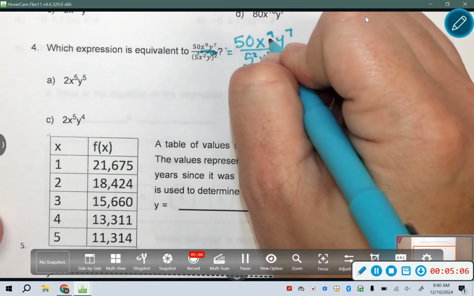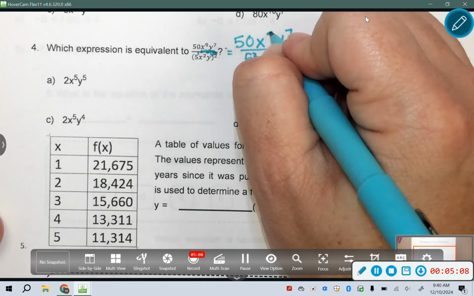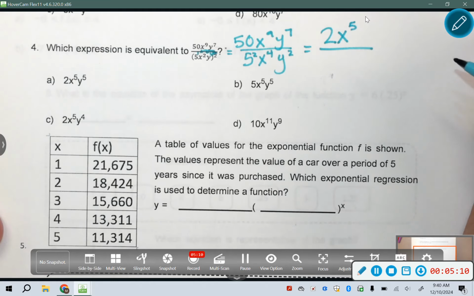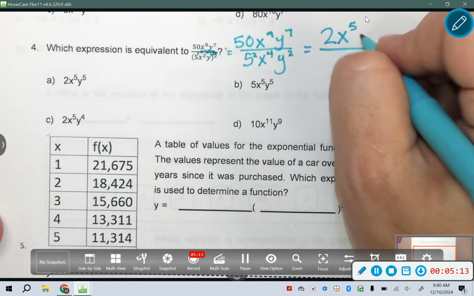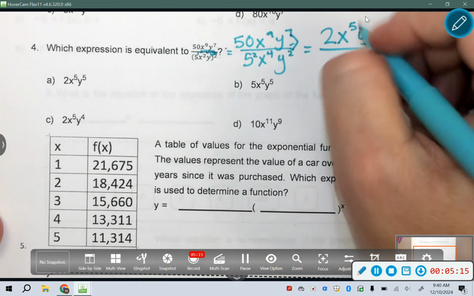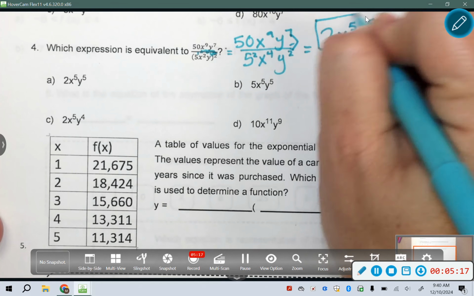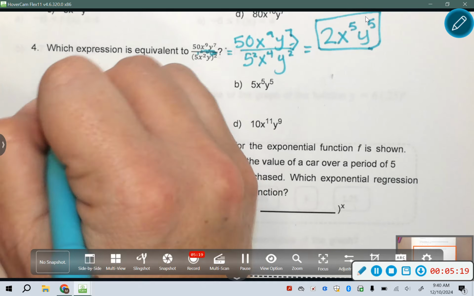I have more x's on top, so just like the last one, we're going to subtract. 9 minus 4 is 5. And I have more y's on top. 7 minus 2 is also 5, so there's my answer, which is A.